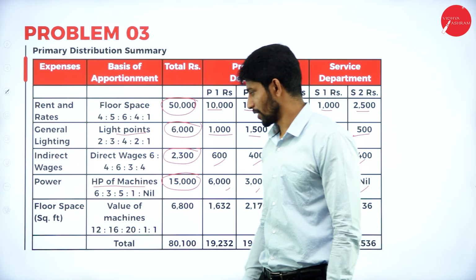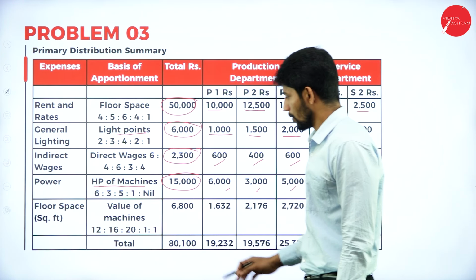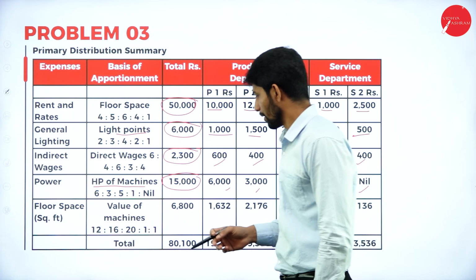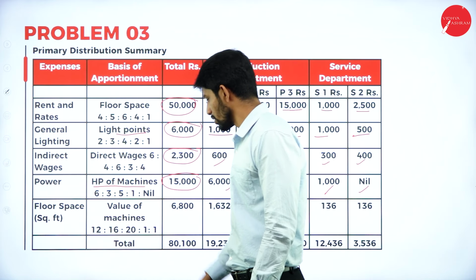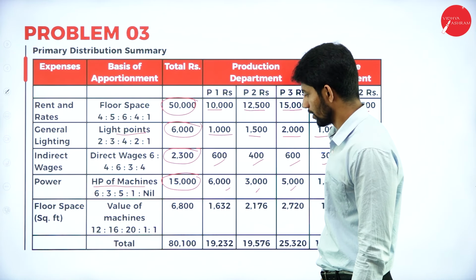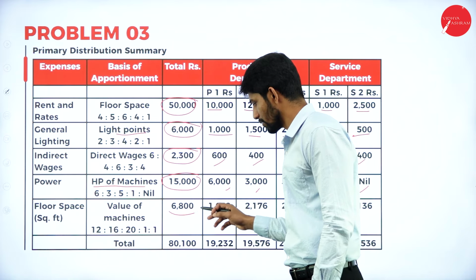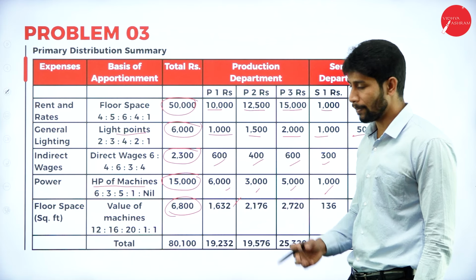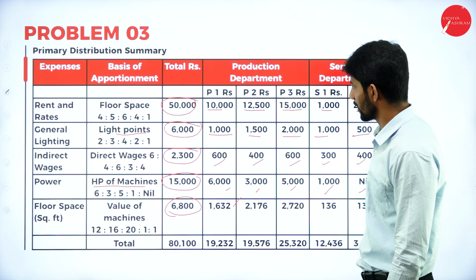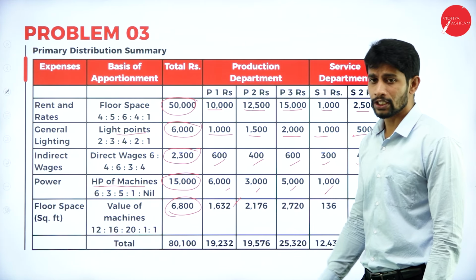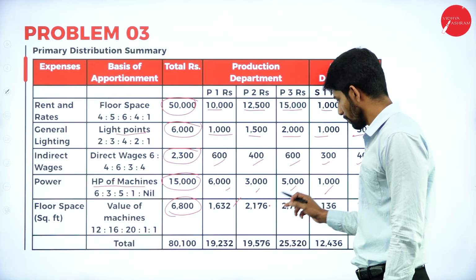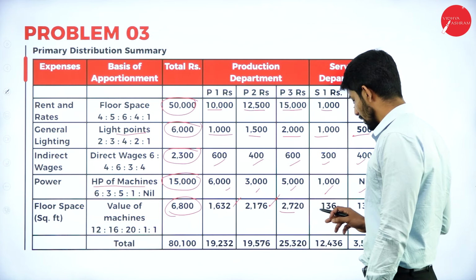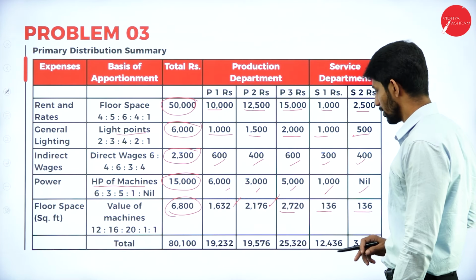Next, floor space, value of machine. So floor space is based upon the value of the machine. 12:16:20:1:1. So totally 6,800 is the expenditure. So if you distribute among different departments, production department 1 you will get 1,632. Production department 2, 2,176. Next 2,720. Next 136 and 136.